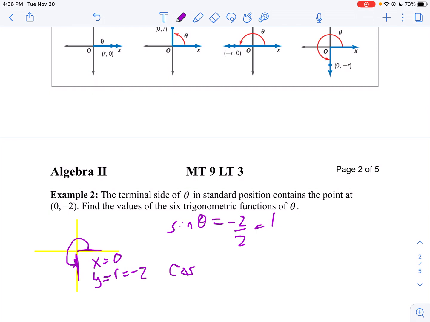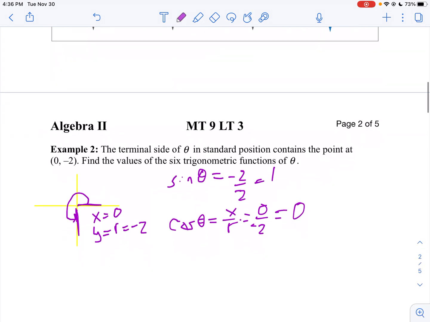The cosine of theta is going to be x over r. So it'll be 0 divided by negative 2, which is 0. Well, then we'll do tangent of theta. Tangent of theta is going to be y over x, which will be negative 2 over 0, which is undefined, because you can't divide by 0.